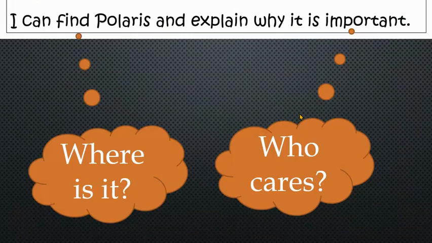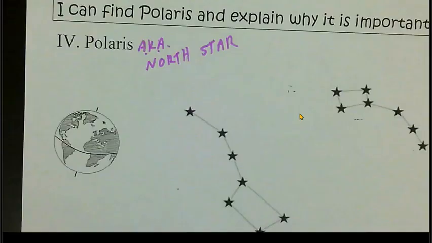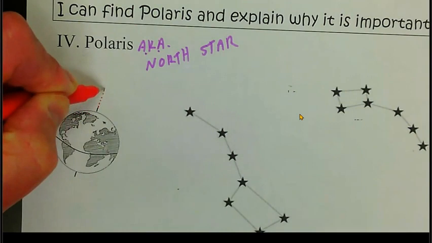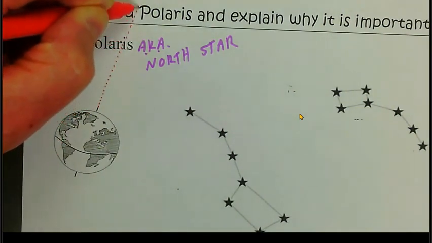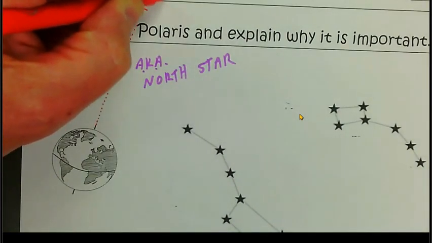To find Polaris is pretty straightforward. All we have to do is look straight above if we're at the North Pole. So if you're at the North Pole, Polaris is going to be directly above your head. And that's why it has its name, Polaris, pole star. So here's the North Pole. You look straight up, and you're going to find Polaris.